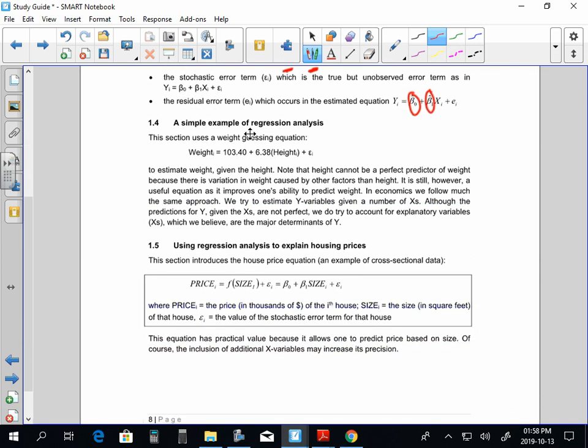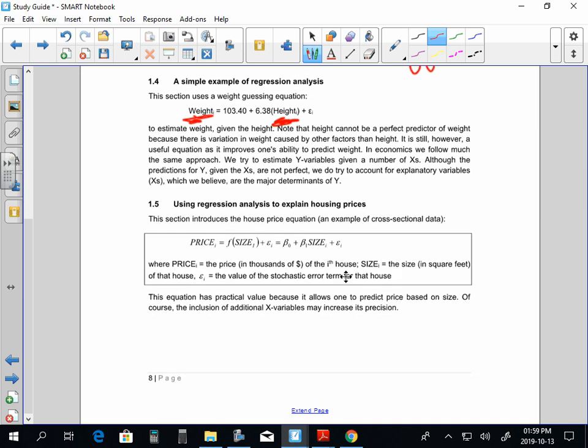We can use a simple linear regression model to estimate the weight based on height. So that would be more like our BMI index, but we are just using one explanatory variable for weight. We can have another model that talks about price of a particular house, can be a function of size. So we are only having one explanatory variable, which is size.